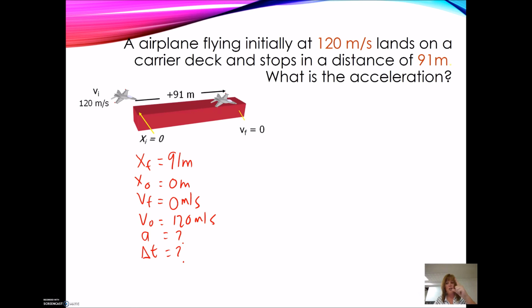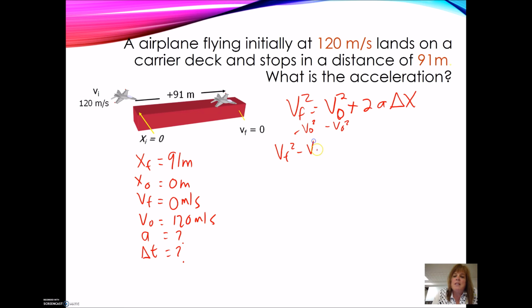There are 3 equations and only one doesn't have time in it. That's that third one. V final squared is equal to the initial velocity squared plus 2 times acceleration times that change in distance or displacement. Now, one of the things I want you to get in the habit of is rearranging the equation before you actually plug numbers in. So first, let's move over that initial velocity. So I get V final squared minus the initial velocity squared. That's equal to 2a delta x, final position minus initial position.